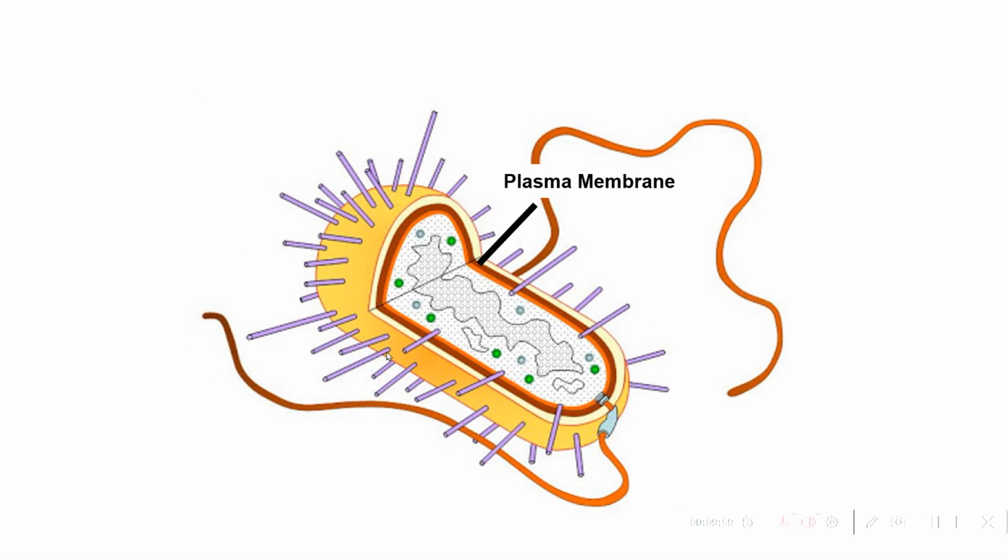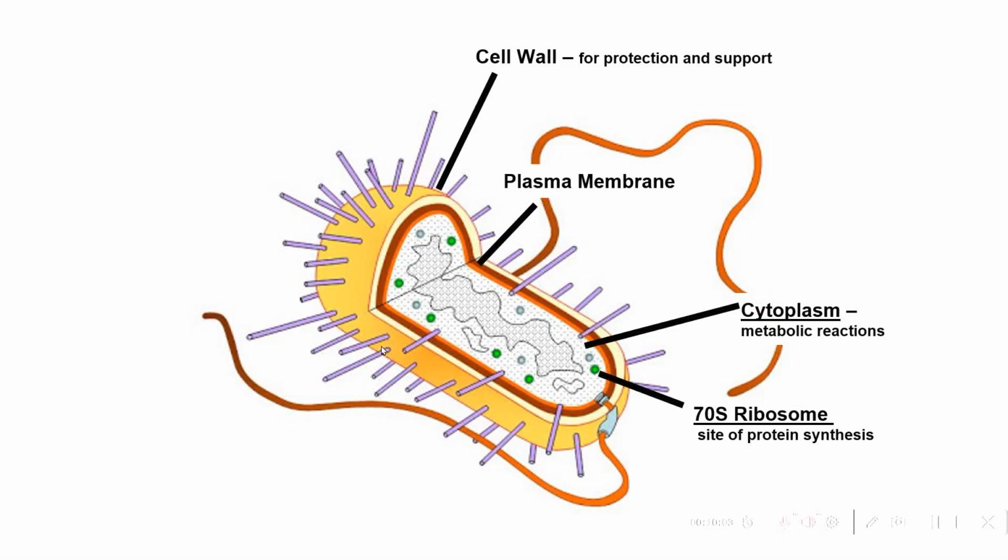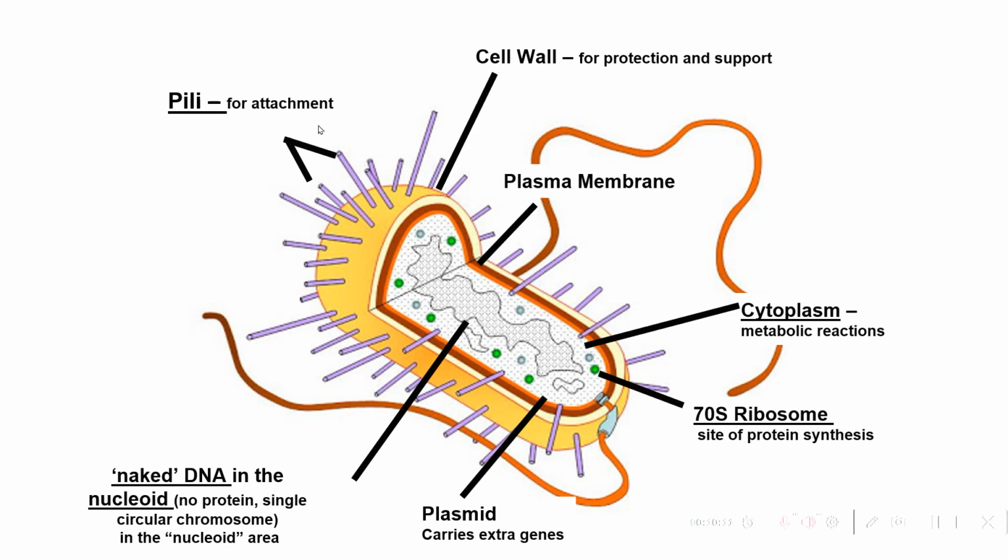So just to review, when you're drawing your prokaryote, right? Inner membrane is plasma membrane, outer one is cell wall, empty space is cytoplasm. You draw your pili that are for attachment, these little hair-like projections. The flagella are going to be the flappy tails that help it move around.